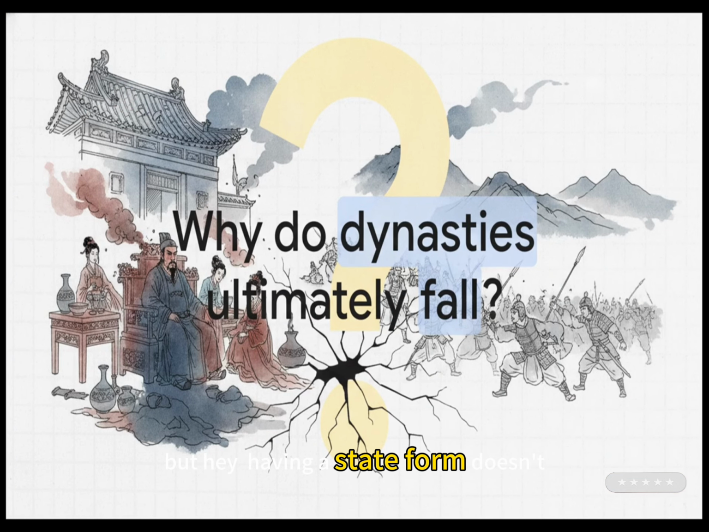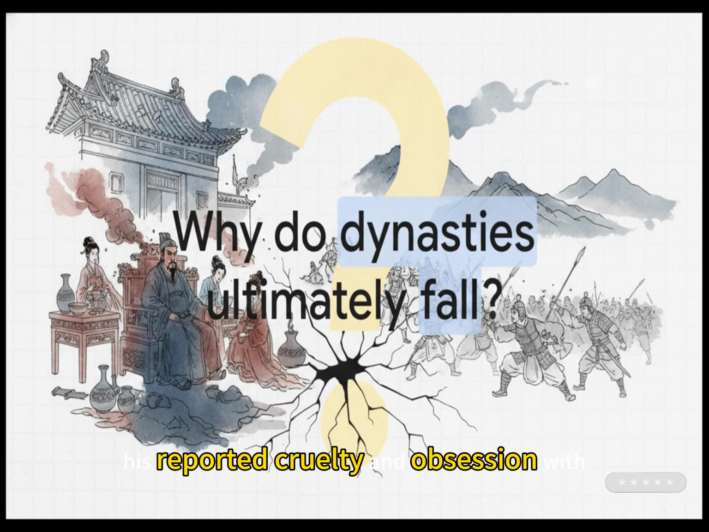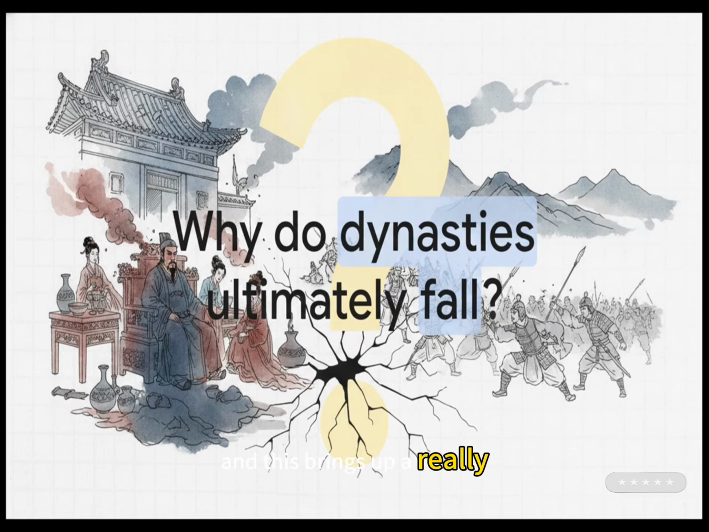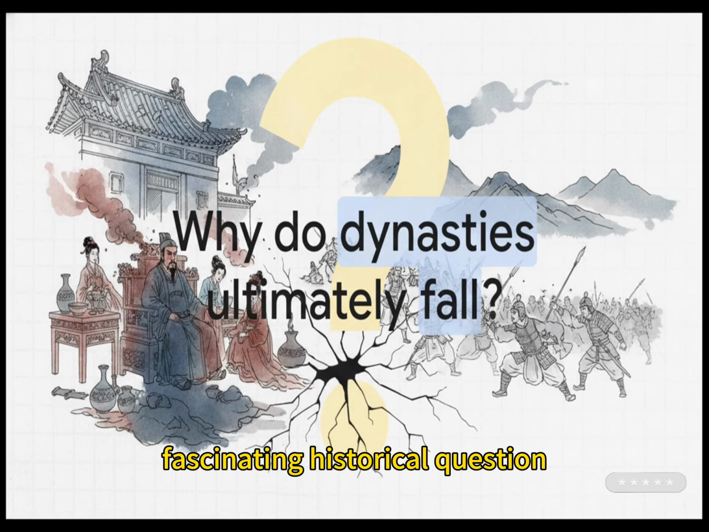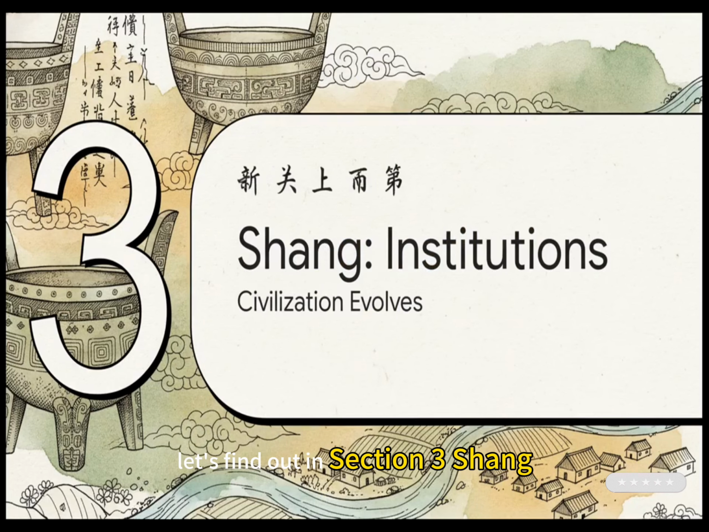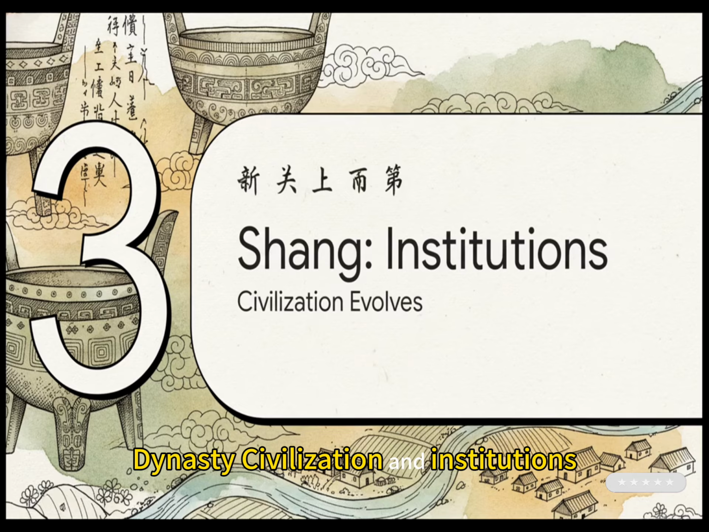But hey, having a state form doesn't guarantee it's going to last forever, right? The Xia Dynasty eventually came to an end under a ruler named King Jie. His reported cruelty and obsession with pleasure sparked widespread conflict. And this brings up a really fascinating historical question. Why exactly do established dynasties fall? Let's find out in Section 3, Shang Dynasty, Civilization and Institutions.